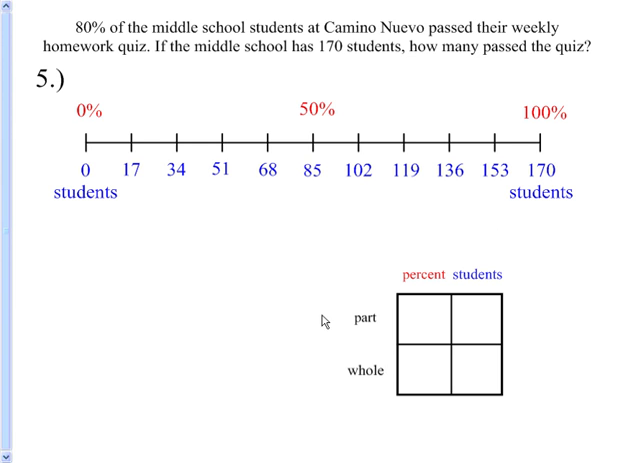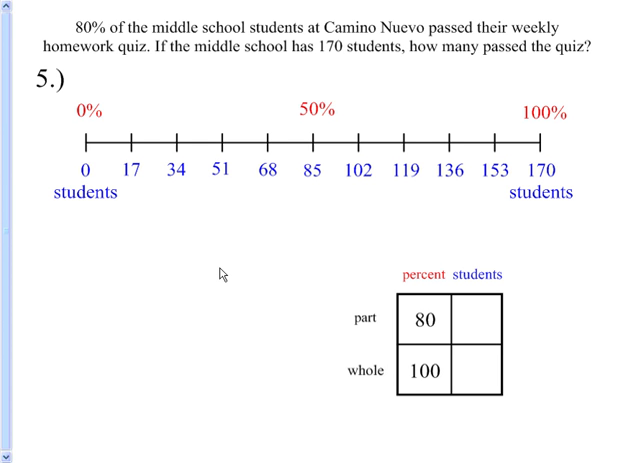Fractions, decimals, and percents are all about parts of a whole. All right? And so that's what we have on the left-hand side, parts and wholes. Here we have percents on the left-hand side and students on the right. Let's fill this information in. For 100%, the whole of 100%, everything, all 100% is 100. The parts that we're given here that we need to find, well, we're given that 80% of the students here passed the quiz. So the part of percent is 80. 80 out of 100. That's the percent.